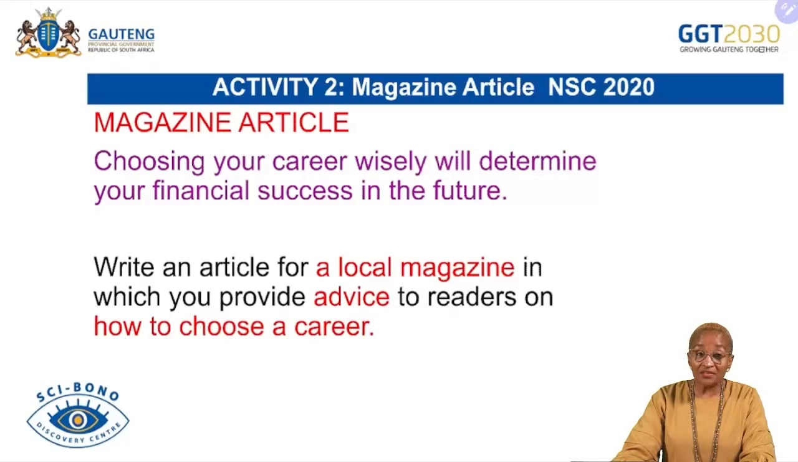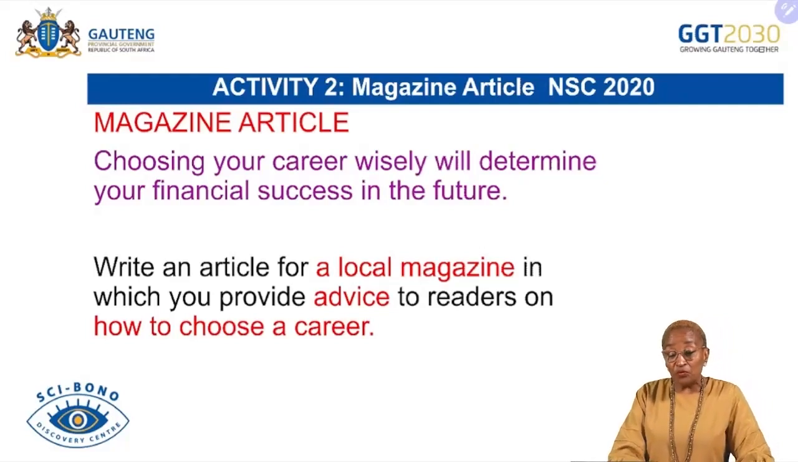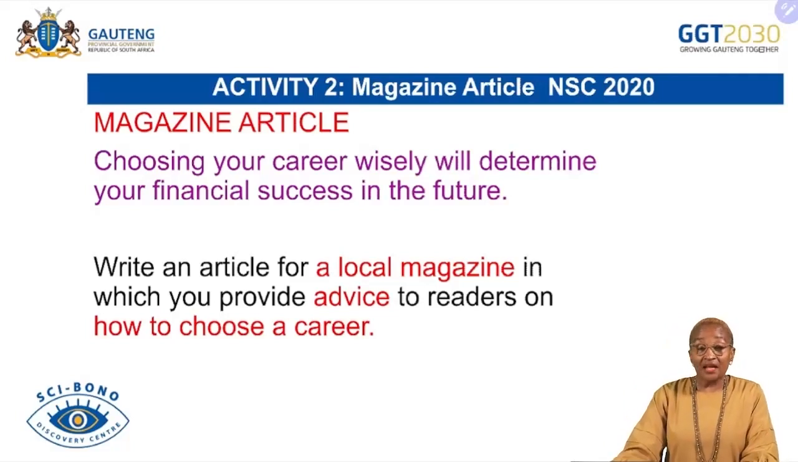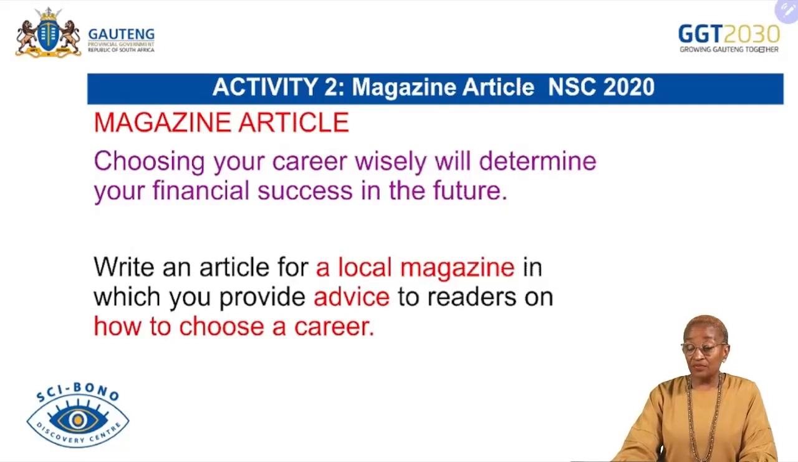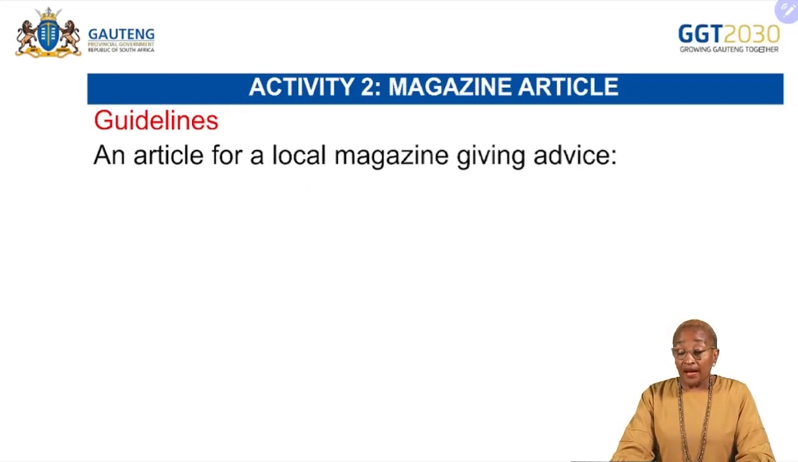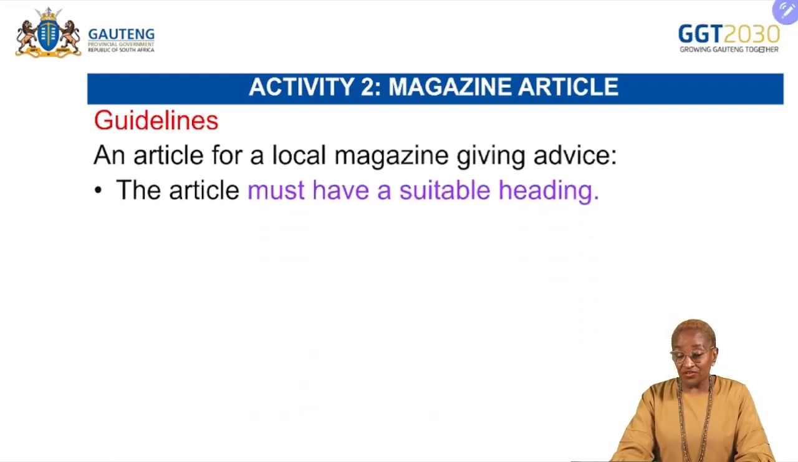You are expected to write an article to a local magazine. What are you supposed to do? What is the purpose? You are expected to provide advice to readers on how to choose a career. So from that brief, we've got the purpose why you've got to write that article, and we are also being given our audience. Let's have a look at the guidelines. An article for a local magazine giving advice.